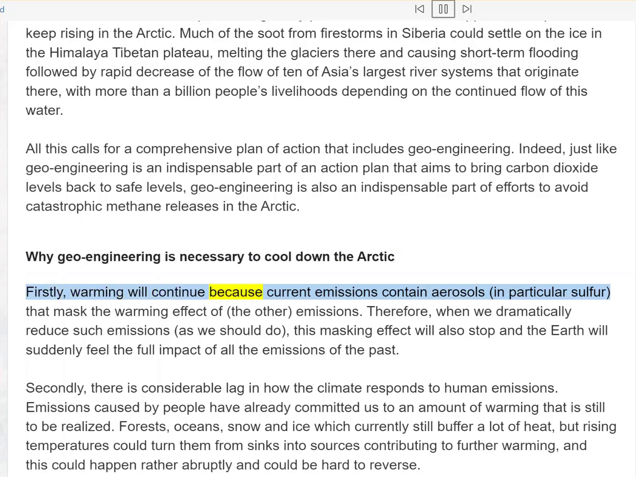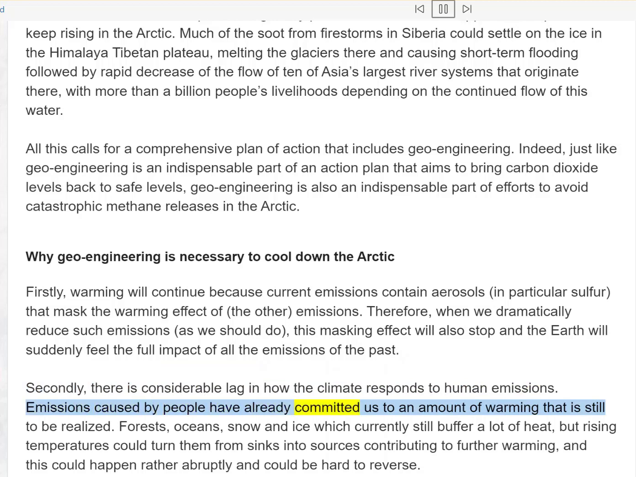Firstly, warming will continue because current emissions contain aerosols, in particular sulfur, that mask the warming effect of the other emissions. Therefore, when we dramatically reduce such emissions, as we should do, this masking effect will also stop and the Earth will suddenly feel the full impact of all the emissions of the past. Secondly, there is considerable lag in how the climate responds to human emissions.